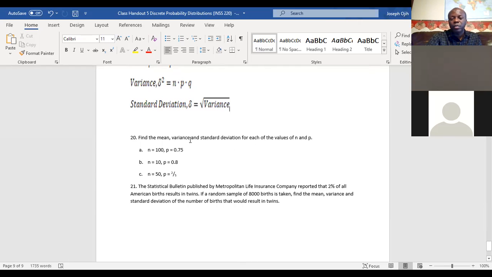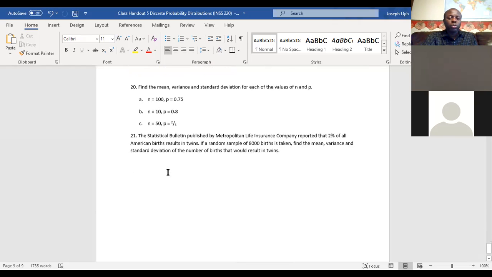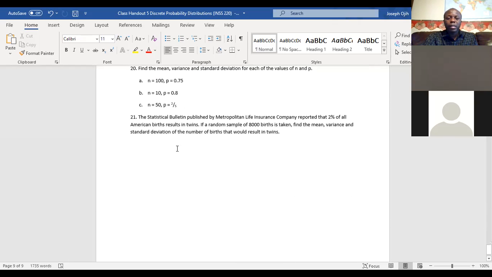Then the square root of that will give you the standard deviation. So you can practice this one there. It's pretty much easy. Now, the one I want to show you is an application one, like this one here.